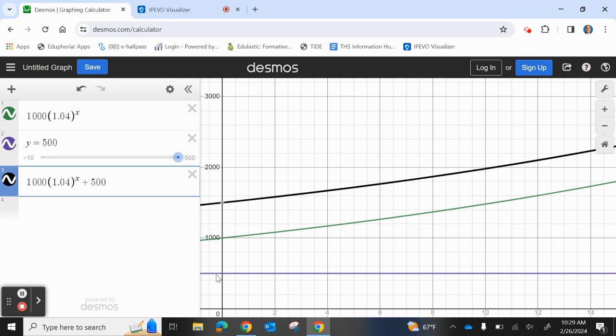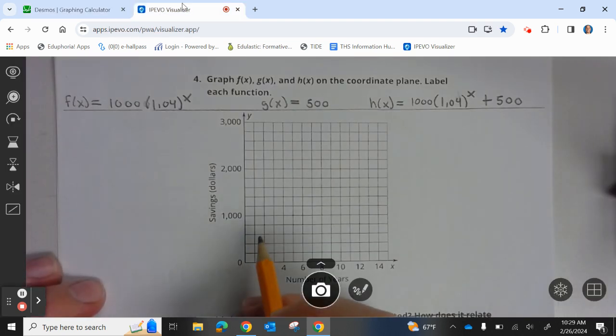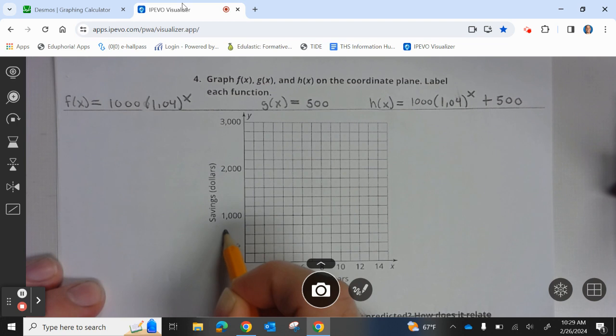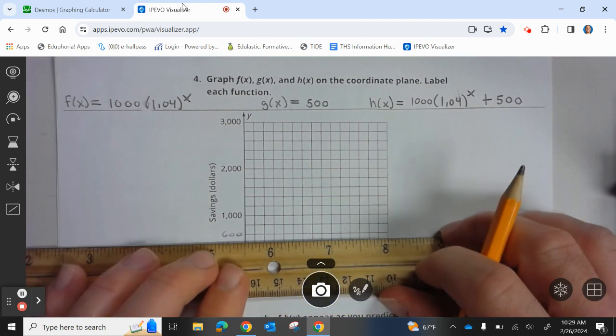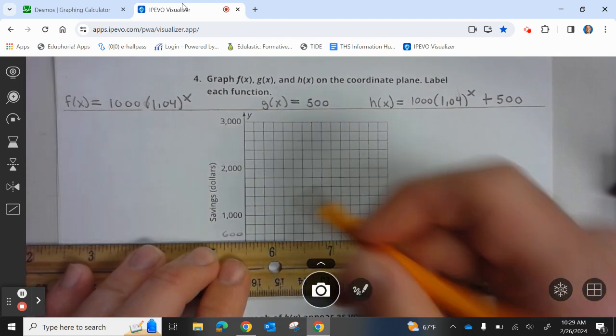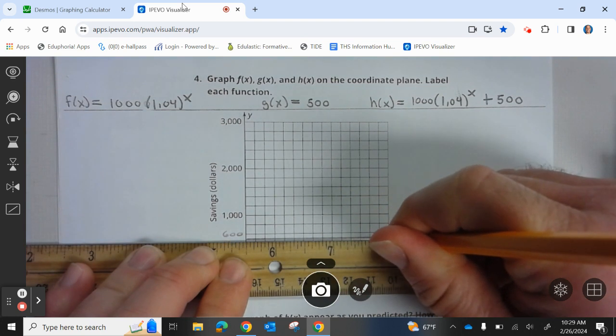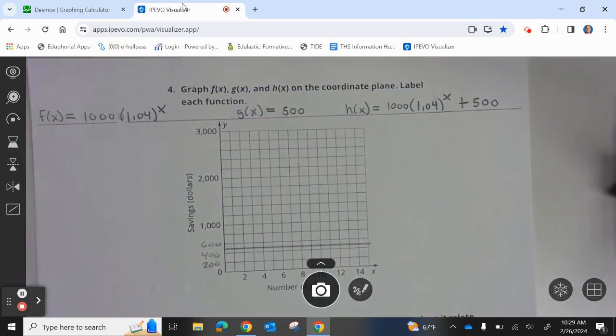All right, so first off, we'll have the horizontal line at 500. These are counting by 200s. So 200, 400, 600. So 500 is right there.